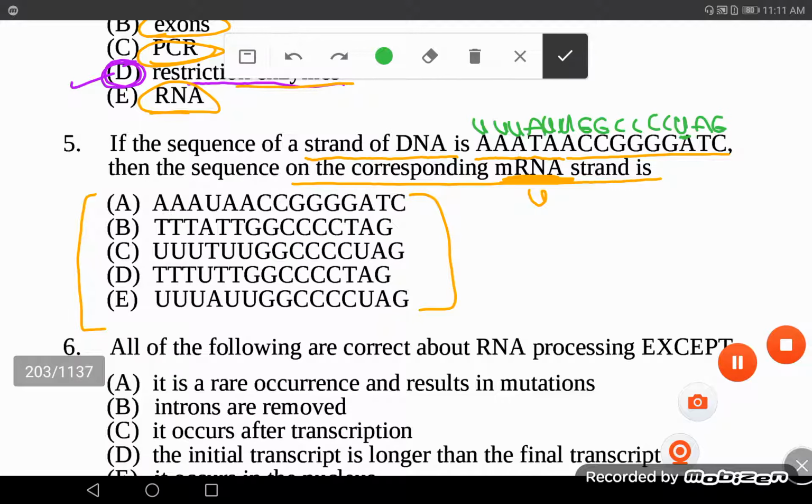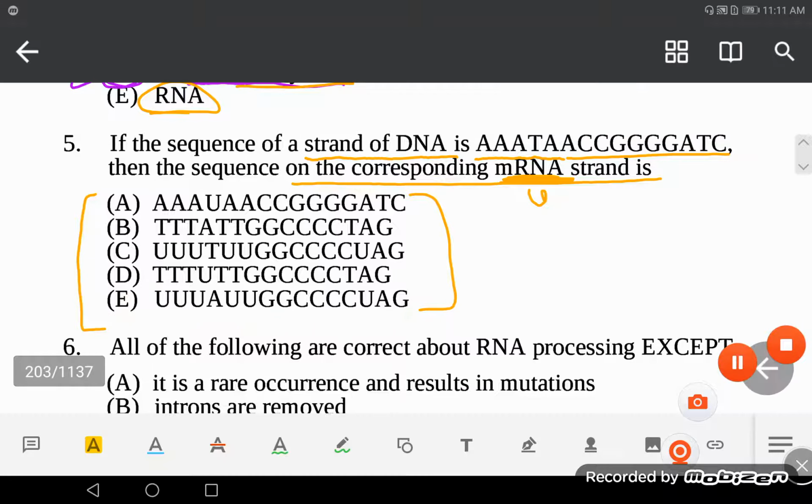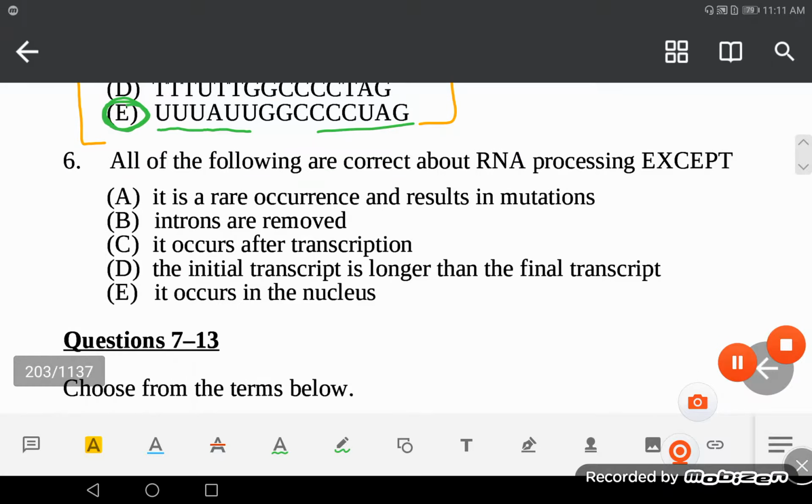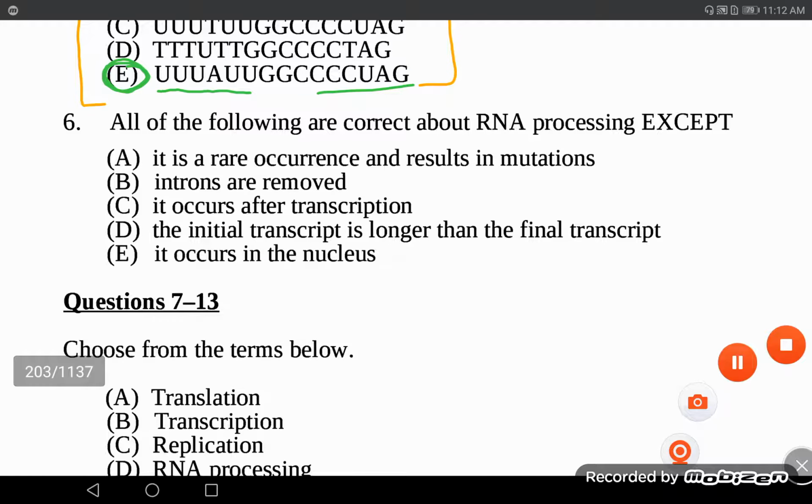Now let us see which one is true. So the answer is UUUAUU. Which one is like this? As I see, this choice is UUUAUU. It is the same as what I did here. So this is the answer for the question. You have to know that inside RNA we don't have thymine. Instead of thymine, we will have uracil. So I hope it's clear, and it's very important. You have to know, and it's very easy.